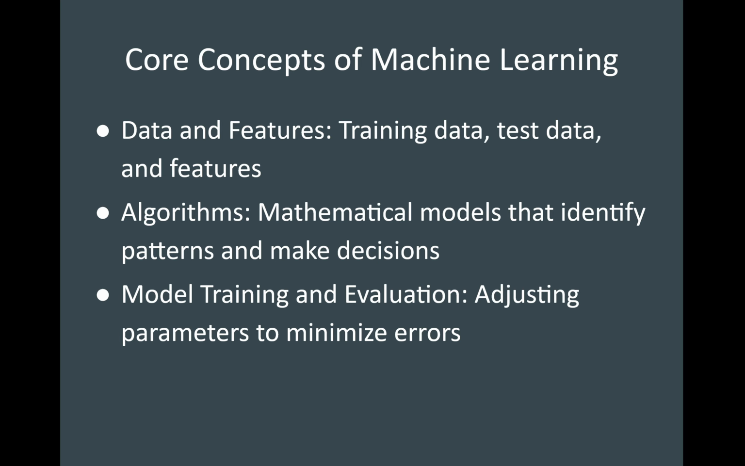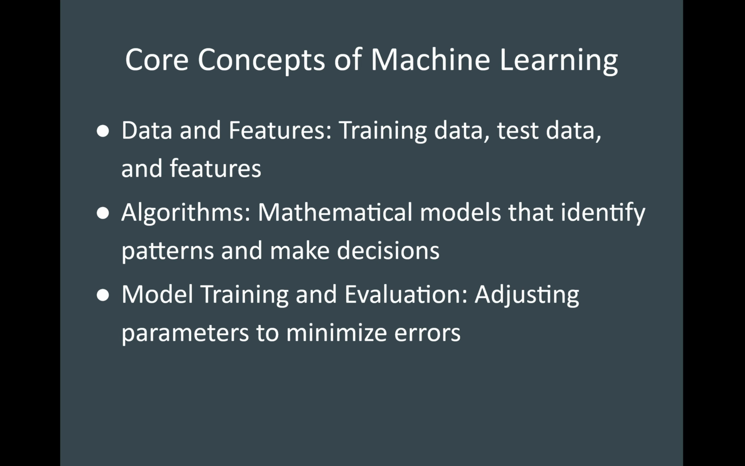So we have to understand the core concepts of machine learning. To grasp the essence of machine learning, it is essential to understand its core concepts and principles. The first is data and features. Data is the foundation of machine learning. Machine learning algorithms require data to learn patterns and make predictions. The quality and quantity of data significantly impact the performance of machine learning models.